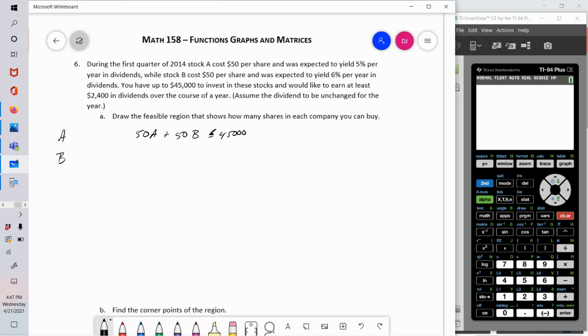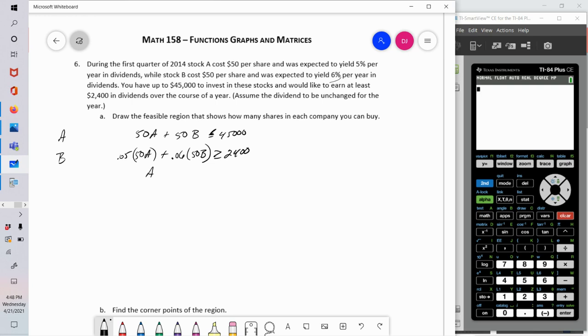You're going to earn 5% interest on stock A. That's not 0.5 times A. I'm sorry, that's not 0.05 times A, because the amount of money invested in stock A is the $50 per share, and you want to earn 5% interest on that. You hope to earn 6% interest on the amount of money invested in stock B, which is $50 times the number of shares. And you want to earn at least $2,400 in interest.